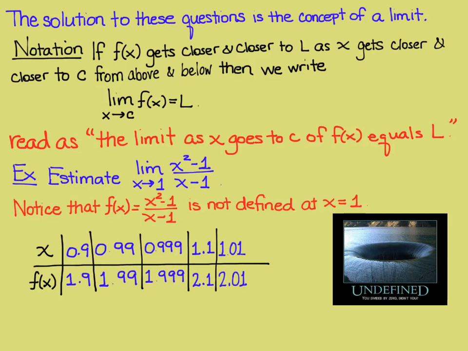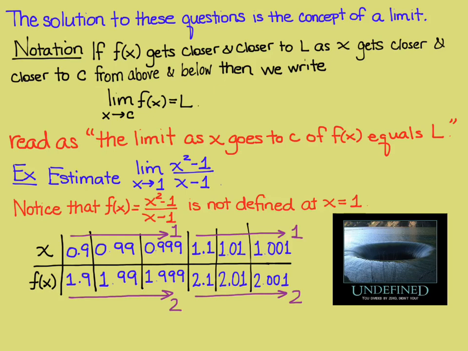I can try 1.01, that's a little bit closer to 1. And when I plug it in, I get 2.01. I can also try 1.001, which is even closer to 1. And when I do that, I get 2.001 for f of x. So notice that in the first three columns, as x got closer and closer to 1, the y value got closer and closer to 2. Similarly, in the last three columns, as x got closer and closer to 1, y got closer and closer to 2. So we can write the limit as x goes to 1 of x squared minus 1 over x minus 1 equals 2.